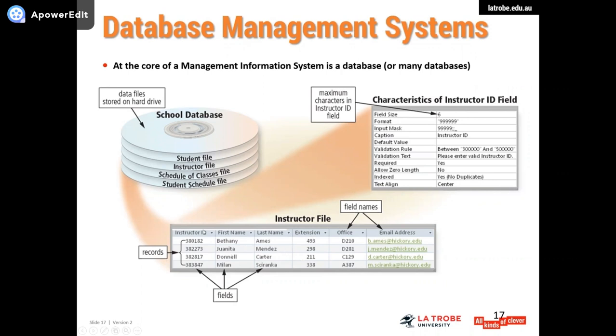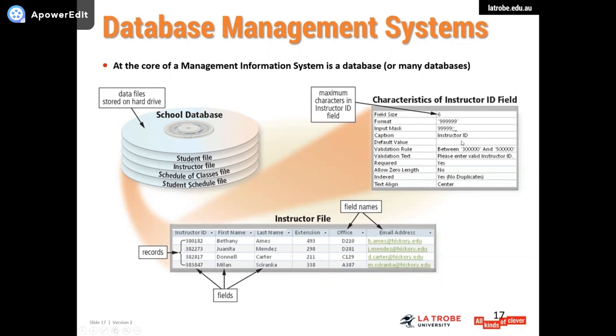Then the characteristics of an instructor ID field: it has many properties, like the field size, which means the maximum number of characters in the instructor ID field, and what the format is, the caption, the default value, and many other properties.